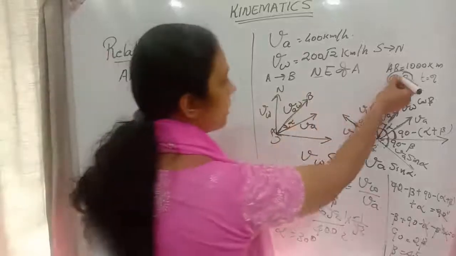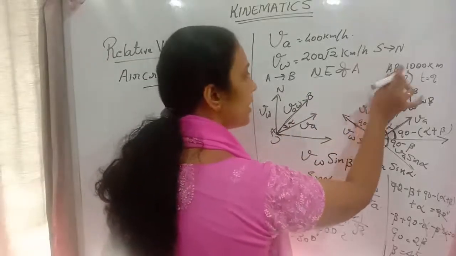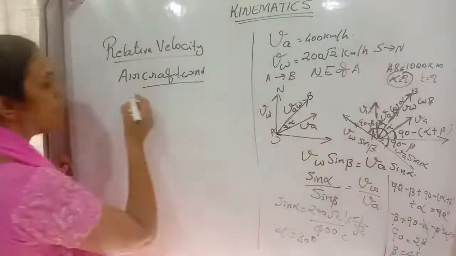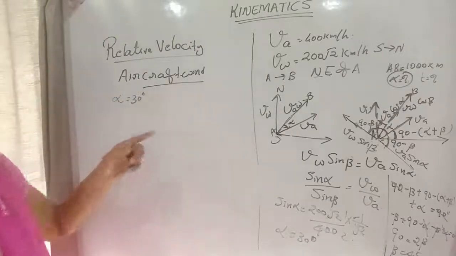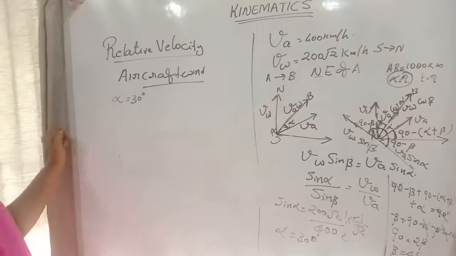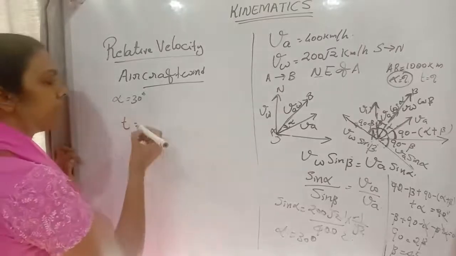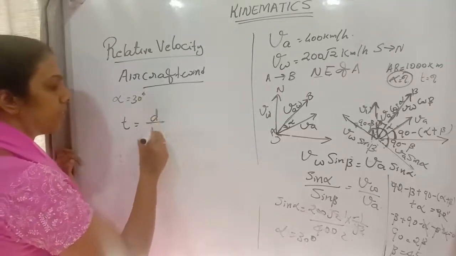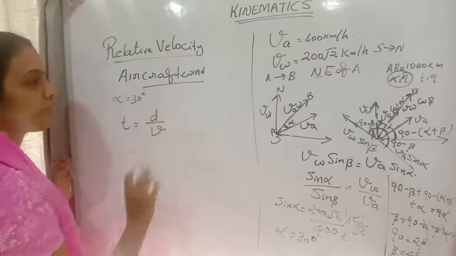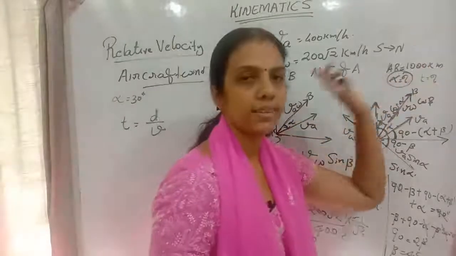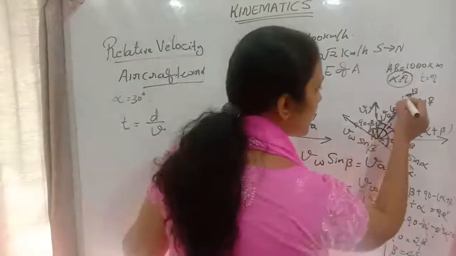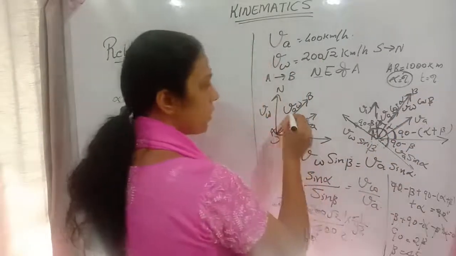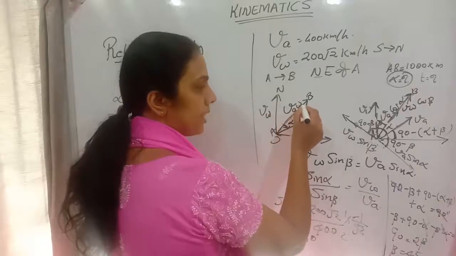So here I got the value of alpha. Instead of theta I can write it as alpha here. Alpha equals 30 degree. First one we got. Next we need to find out the time. Time, how can we find out? Time equals distance traveled divided by velocity. Distance we traveled is already given as 1000. Velocity we need. Velocity is in this direction. This is the velocity of the aircraft with respect to wind.